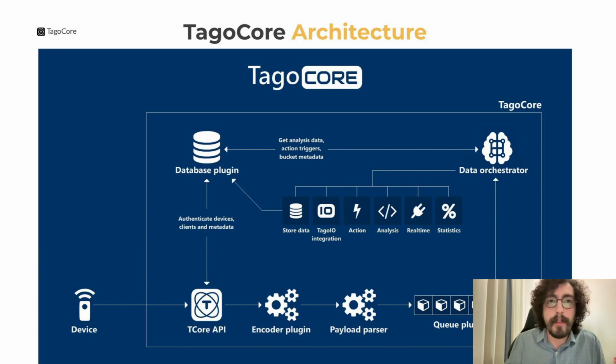Once the data from your devices reaches the TagoCore API, as you can see on the screen, it will be passed into the encoder plugin, which then will be passed into the payload parser. The payload parser, as you know from Tago.io, will handle your payload and format some data if you need to treat it immediately once you receive it and not afterwards with an analysis, for instance.